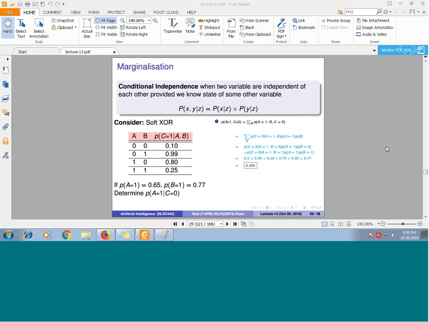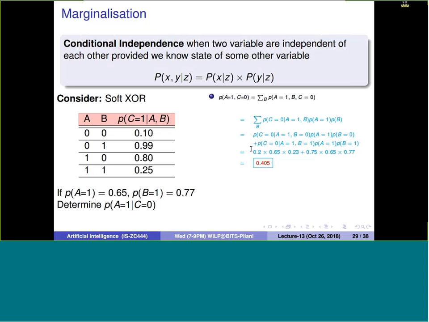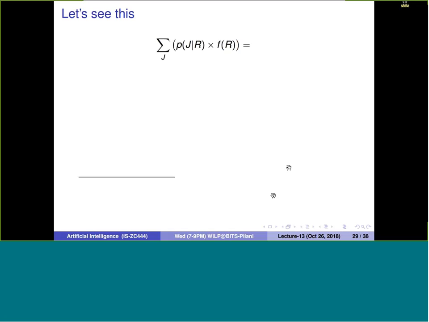But I just wanted to tell you that you can find out this value. Similarly, you find out the probability where A is equal to 0 and C is equal to 0, and then this value comes out to be this. So you can see that sometimes this is the use of marginalization to find out the probabilities.